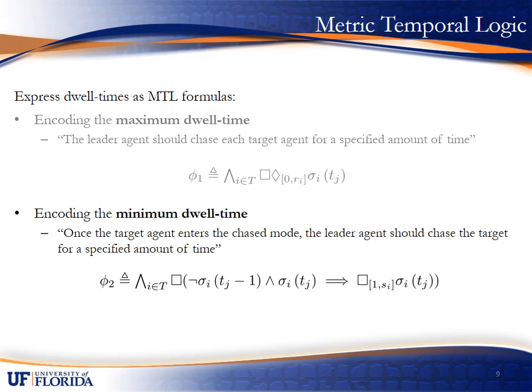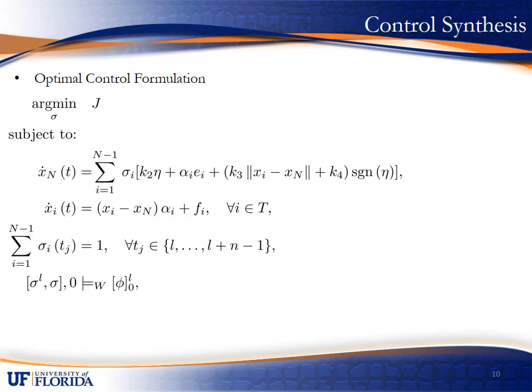And now for encoding the minimum dwell time, we want to prescribe the behavior: once the target agent enters the chase mode, the leader agent should chase the target for a specified amount of time. And this specification is encoded in phi2. And the main takeaway from this slide is that using temporal logic, we can start characterizing high-level specifications into formulas. And if I satisfy these formulas, I will be able to ensure my system is stable. And then the use of these formulas will become apparent in the next slides.